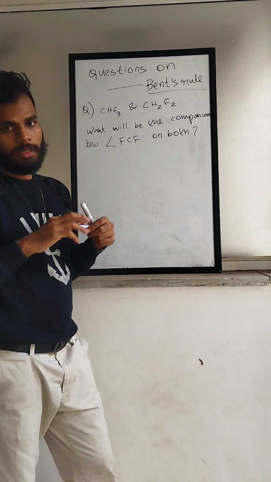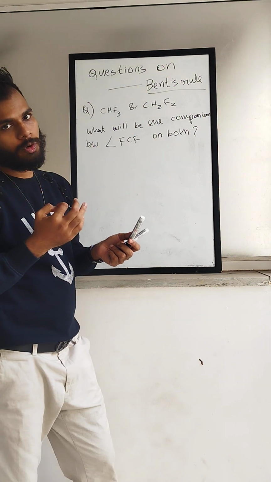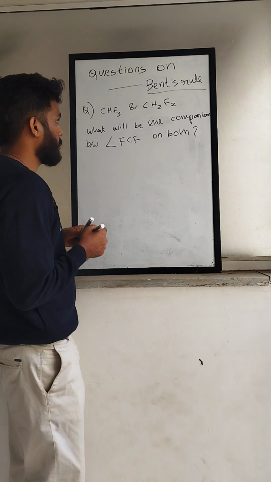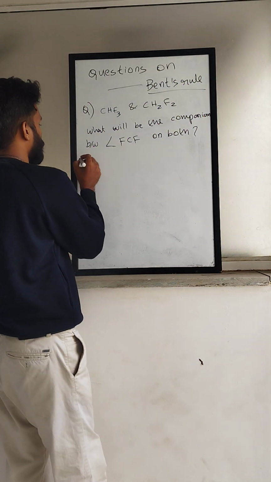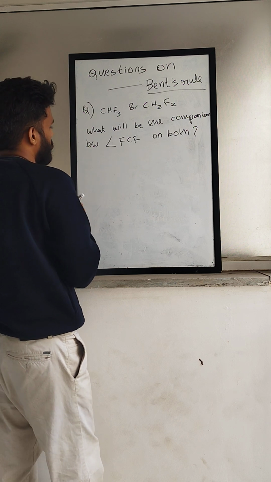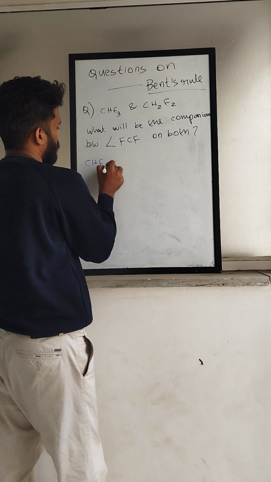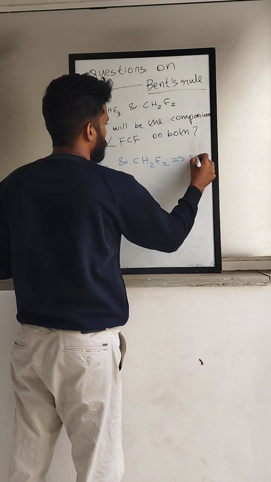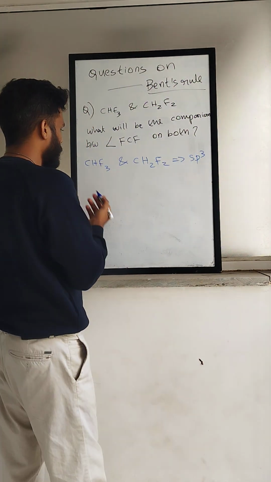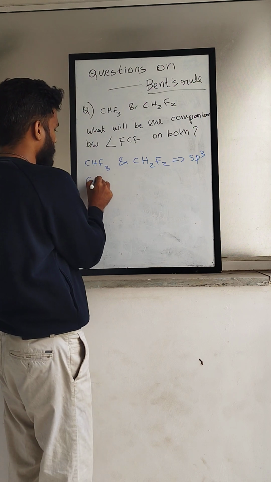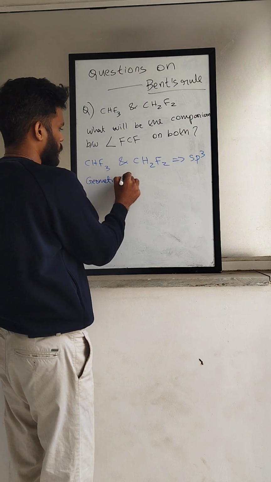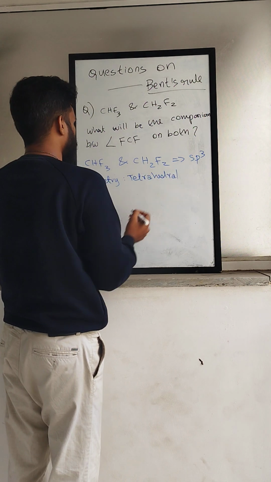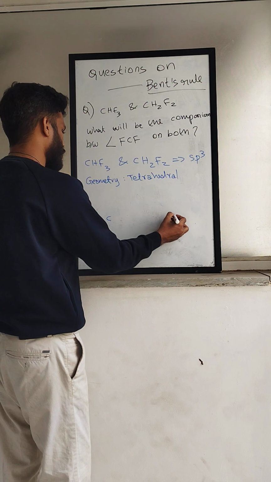Obviously both of them will have an FCF angle, right? So we need to compare them. What is the hybridization? You see, you have CHF3 and CH2F2, both are sp3, correct? Both are sp3, which means the geometry is tetrahedral, correct? So C.